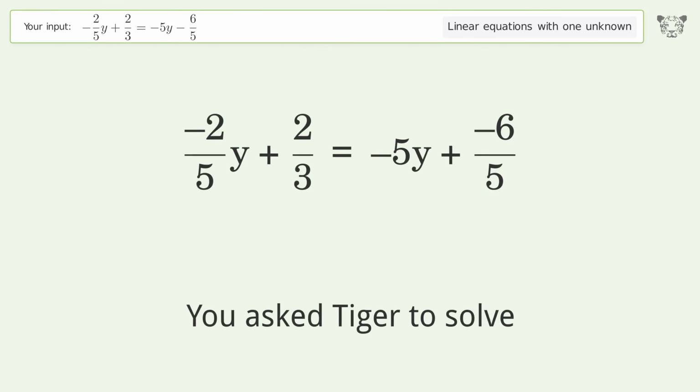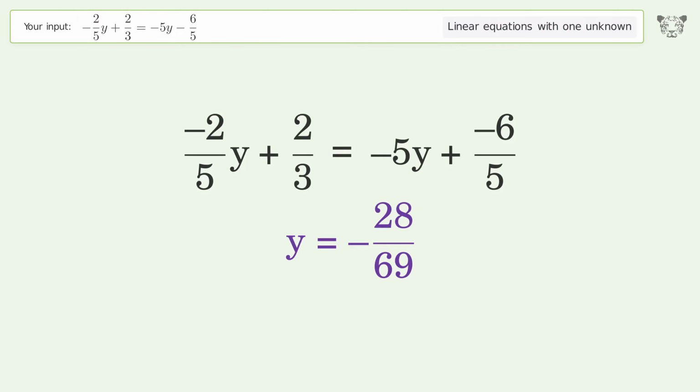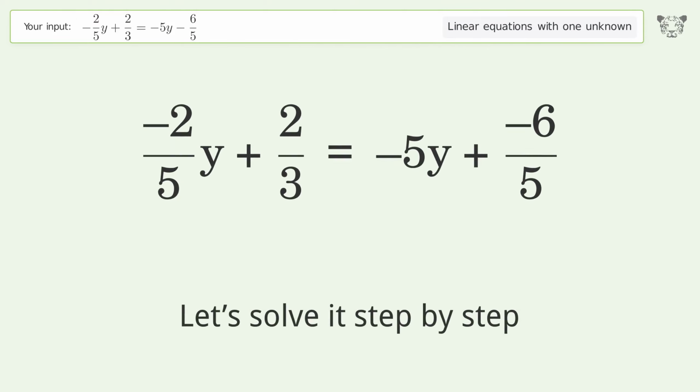You ask Tiger to solve this. This deals with linear equations with one unknown. The final result is y equals -28/69. Let's solve it step by step.